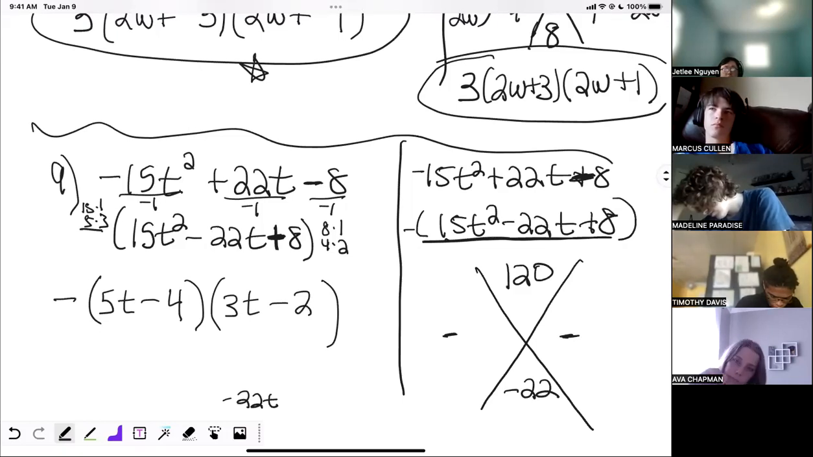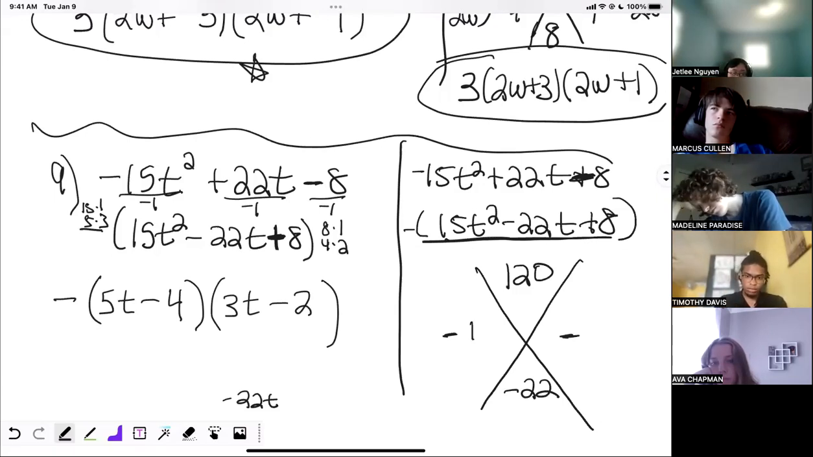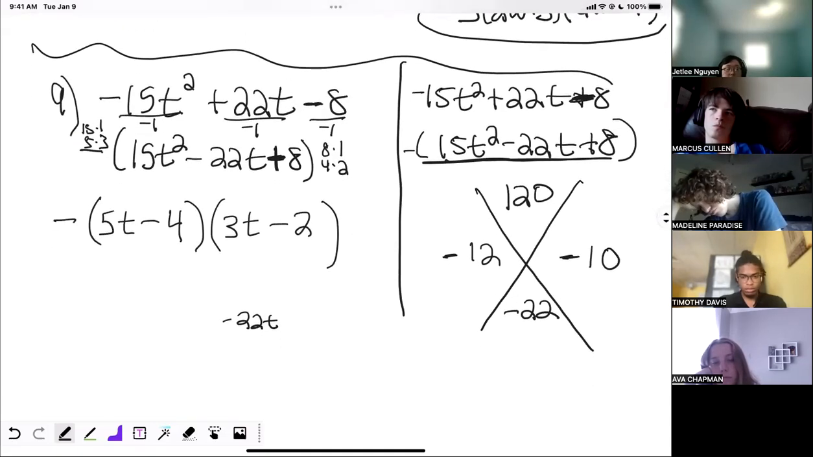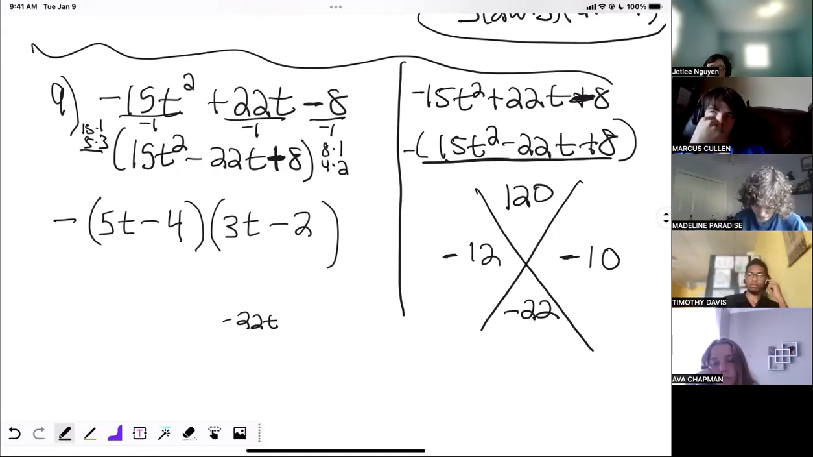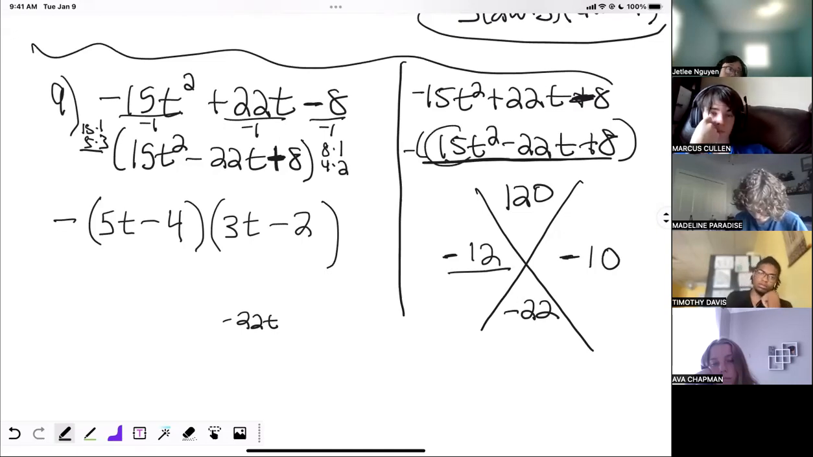So 120 and what will make 22? 120 divided by 12 and 10. 12 and 10 makes negative 22. Now, I did that real fast. Doesn't mean you're going to find it the first time. You might try 6 and 20, 4 and 30. You've got to find the right combination. I just did it real fast because I saw it. All right, now I have to divide by the first number, 15.